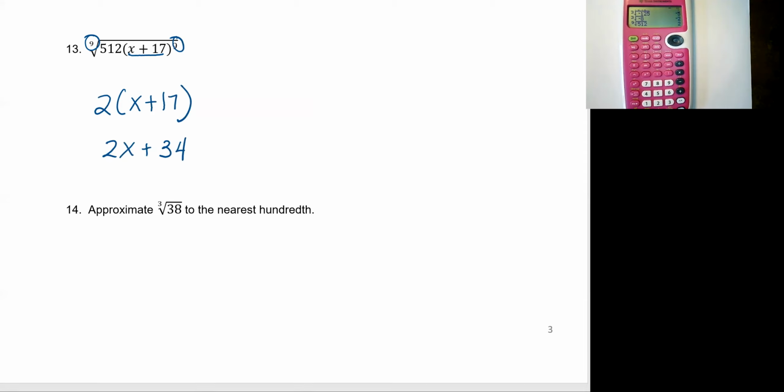And number 14, we want to use our calculator, approximate the cubed root of 38 to the nearest hundredth. 3, second. So this is 3.361. So we look at the 1. It's not going to round our answer up. So our answer is 3.36, or 3 36/100.